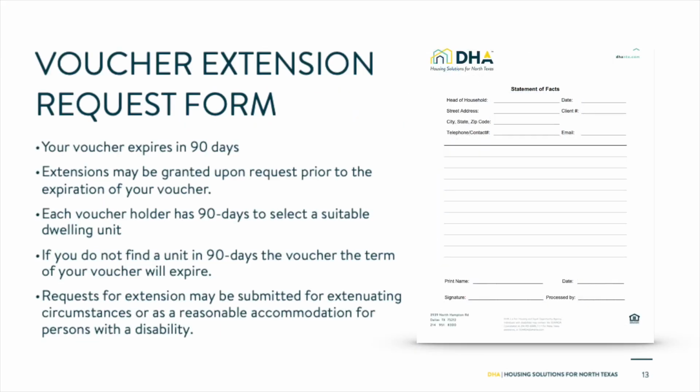The voucher extension request form is included in your briefing packet. Your voucher will expire in 90 calendar days. Extensions may be granted for extenuating circumstances that prevent you from searching for a dwelling unit during the next 90 days that are beyond your control, or as a reasonable accommodation for persons with disability.